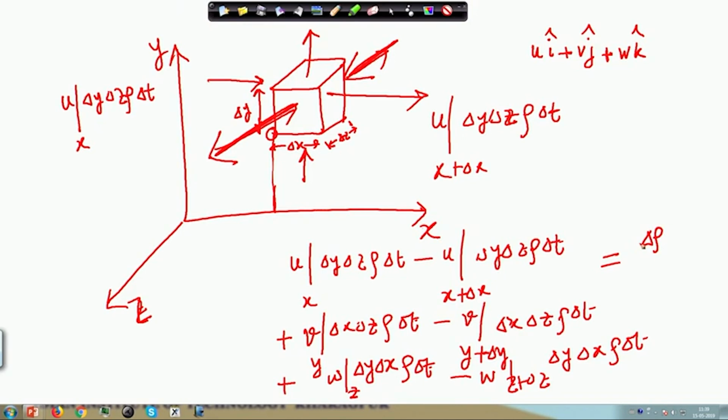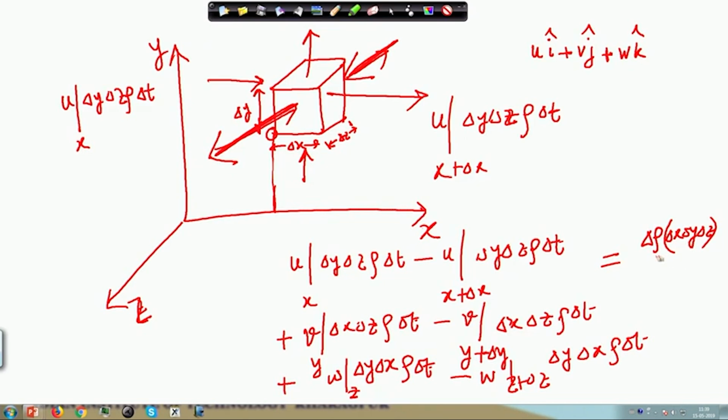So, what do we have? Delta rho is kg per meter cube, into delta x, delta y, delta z, which is the volume of this differential element. So, this gives me the change in mass of this differential element because of change in density. So, in minus out causes this change in density on the right hand side.